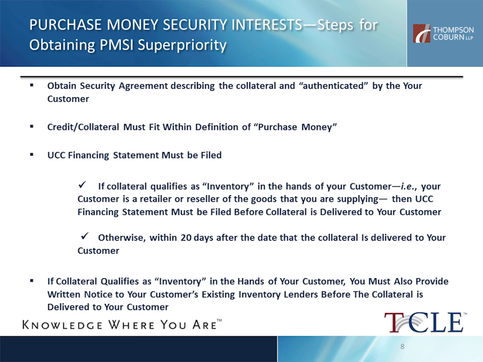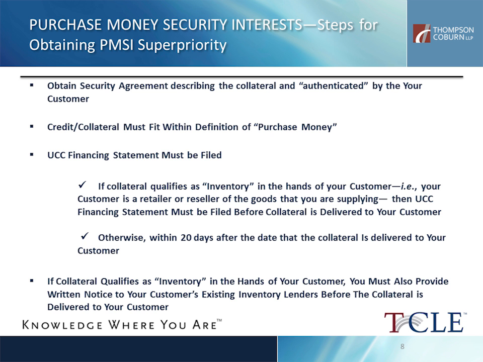Second requirement for obtaining a purchase money security interest is it must fit within the Article 9 definition of purchase money. And if we're talking about obtaining a security interest in the goods that you're supplying to a customer, you're going to fit within that definition. Another requirement for obtaining a purchase money security interest is you have to file a UCC financing statement. That's essentially a one-page form that must be filed typically with the Secretary of State in the state in which your customer is incorporated or otherwise organized.